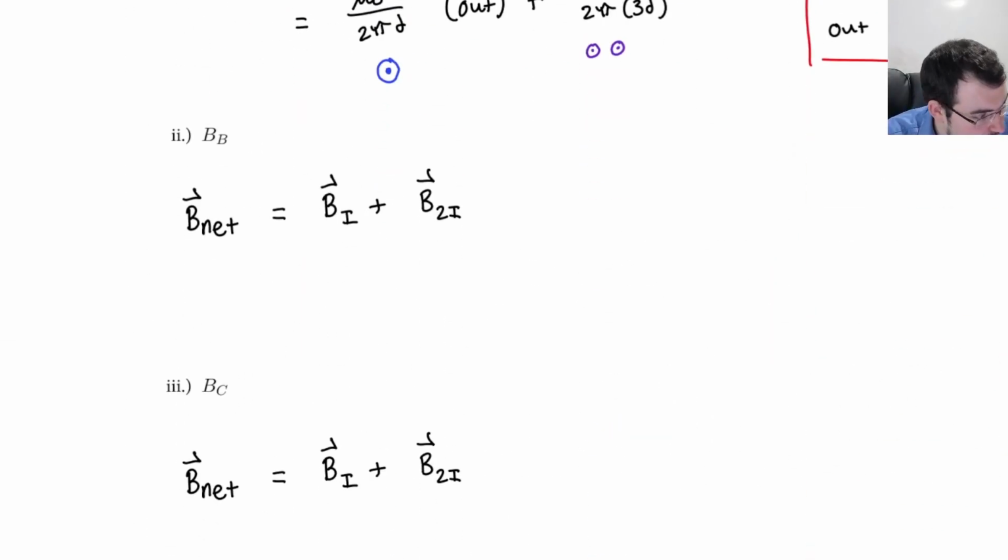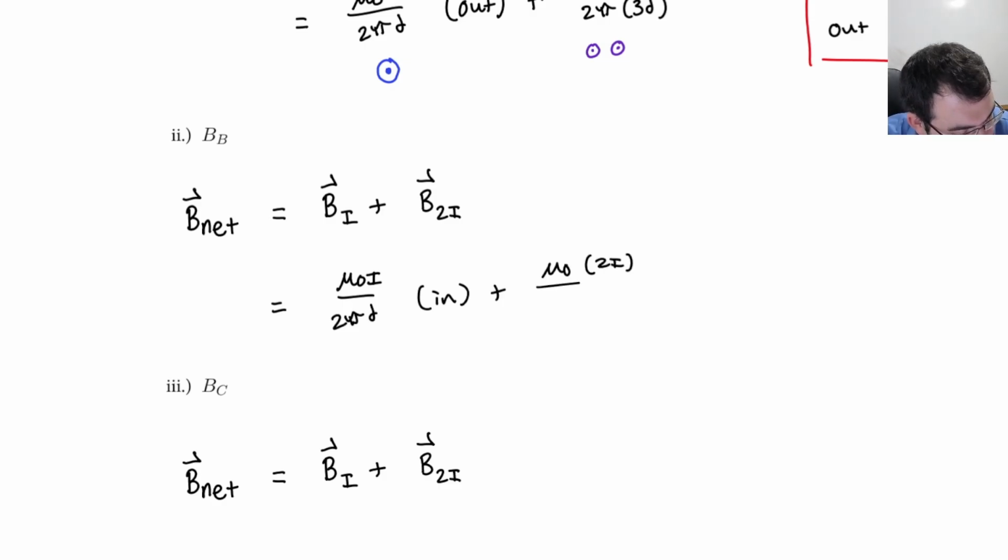So from the left wire, it's going to be mu naught I over 2 pi D. This one was into the page, and then we get mu naught, well, with the 2I at least, mu naught 2I over 2 pi D out. So we see why it only partially cancels here, because again, this represents our into the page field, so we got a large circle there.